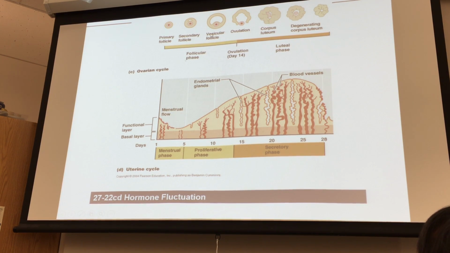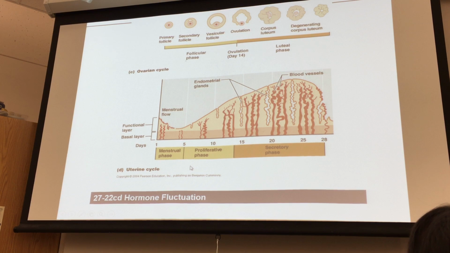Here's the big picture, and this comes out of your lab manual as well, it's also in your textbook. But we're talking about days over here. What's going on in the uterus? You'll notice it says uterine cycle and ovarian cycle. Oh, there's two? Yep, 2 cycles. Ovarian, you'll see what's going on here. Corpus luteum and degenerating. You'll see what's going on in the uterus. You'll see the phases of what's going on.